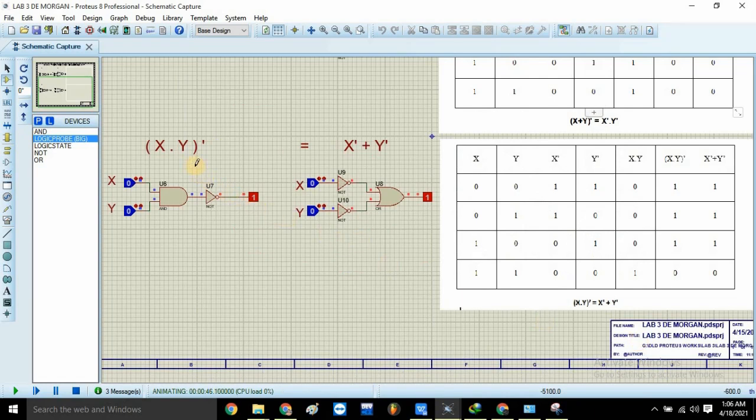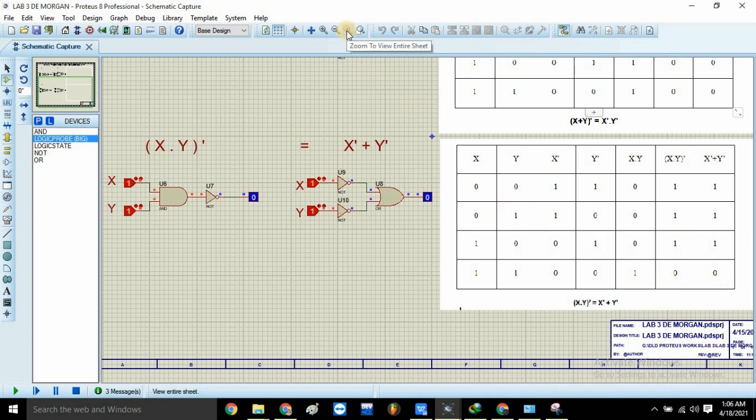Now we are going to match this left hand side and right hand side of the equation with this truth table. Now for 0 0 we have 1, for 0 1 we have 1, for 1 0 we have 1 in both, for 1 1 we have 0 in both these circuits.